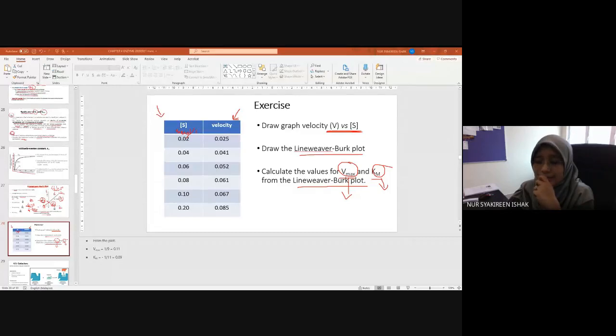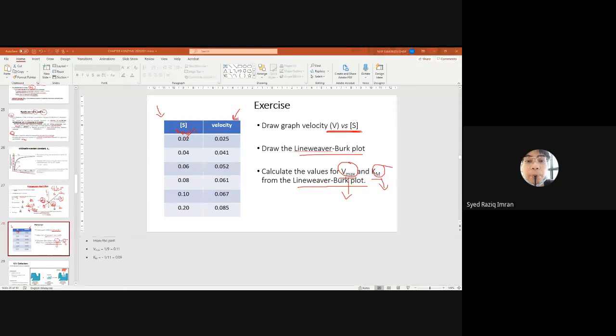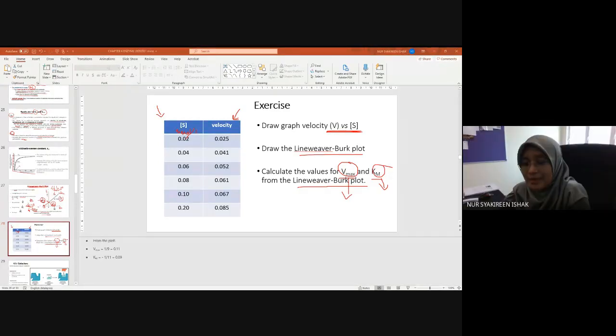Faham ke? Ada soalan nak tanya tak? Do you have any questions? Dah klik-klik ke saya cakap seorang-seorang selama ni? Tak ada soalan, madam. Boleh? Tengah nak buat ke apa? Tengah buat graf. Cuba try buat graph.